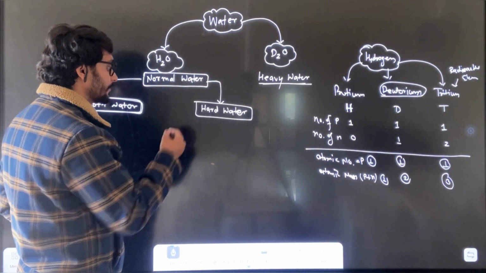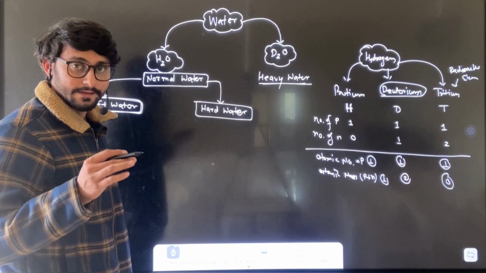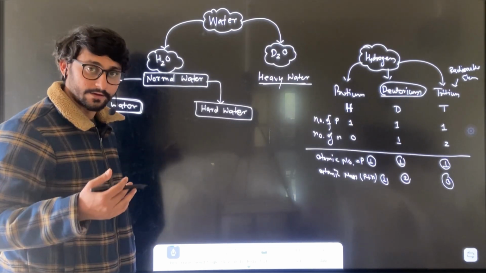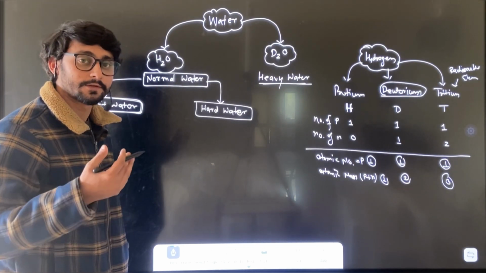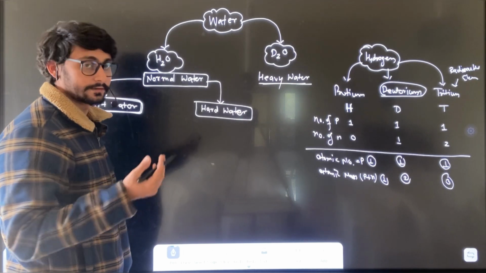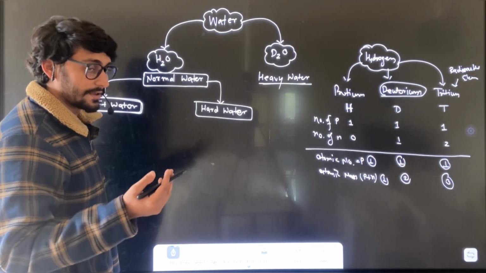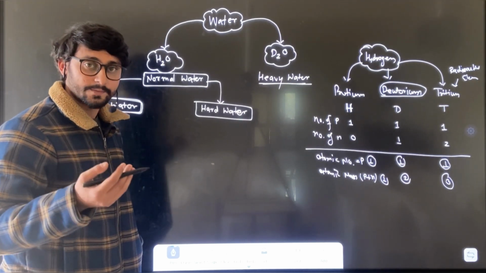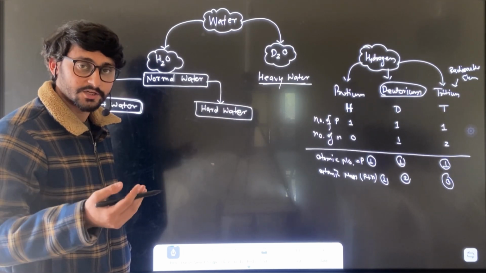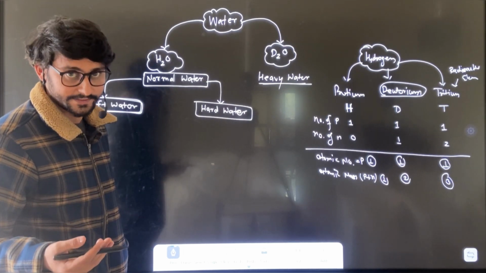But in the case of hard water, there are some salts dissolved in the water which are responsible for the hardness of water. That's why this type of water is known as hard water, right? These salts are basically bicarbonates of calcium and magnesium, sulfates of calcium and magnesium, and chlorides of calcium and magnesium.